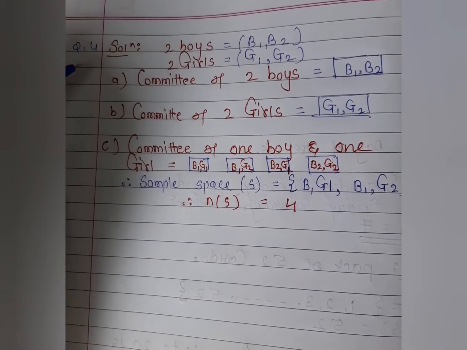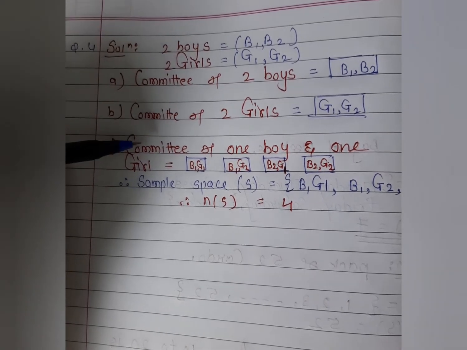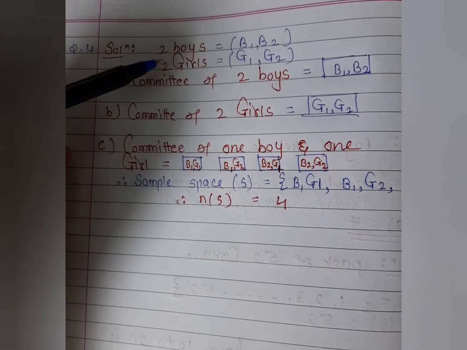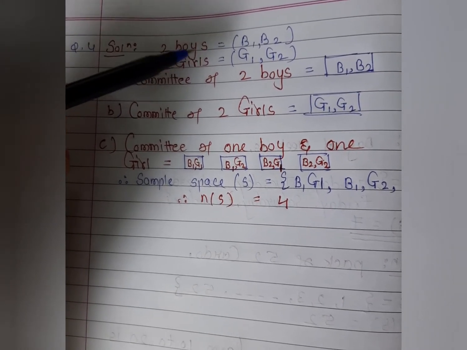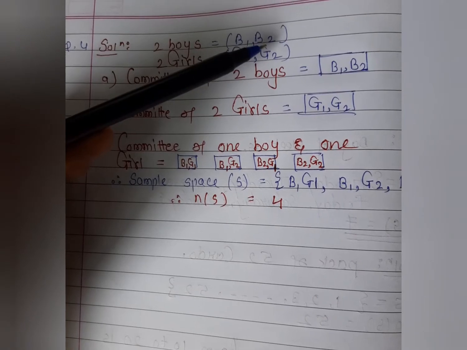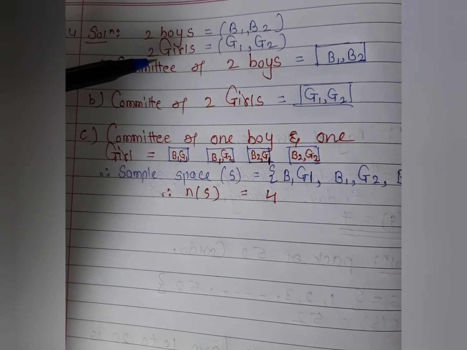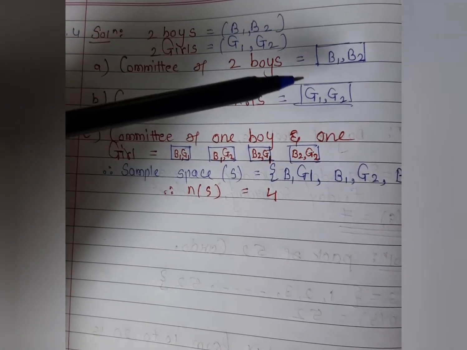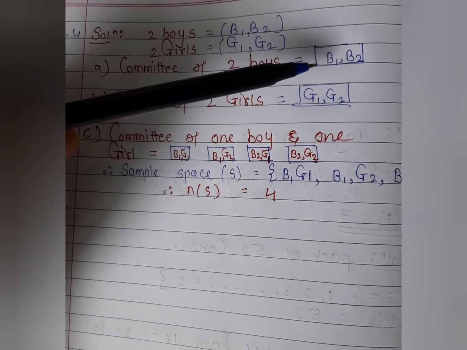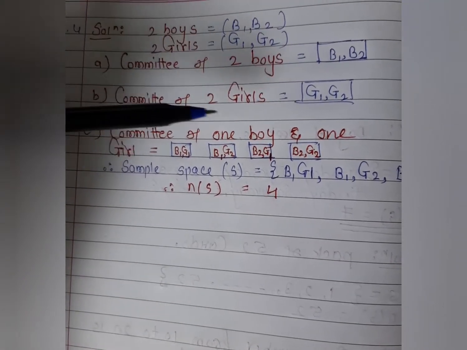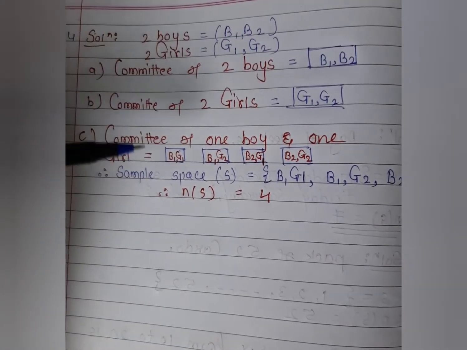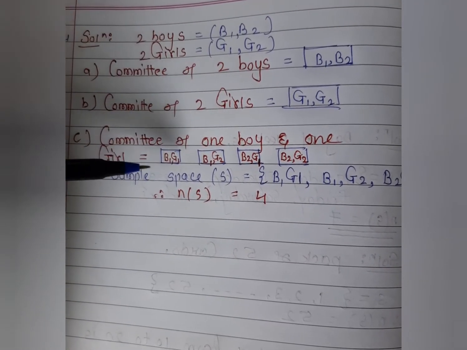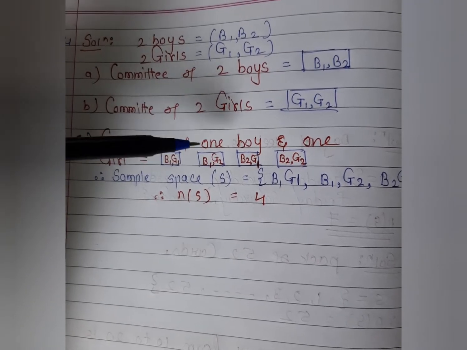So let us focus on question number 4. In this question, students, we have a committee condition: we have 2 boys, B1 comma B2, and 2 girls, G1 comma G2. The committee of 2 boys, so in the brackets we can write B1 B2, and 2 girls G1 G2. And in condition C, the committee of 1 boy and 1 girl, so we can connect 1 boy and 1 girl together.